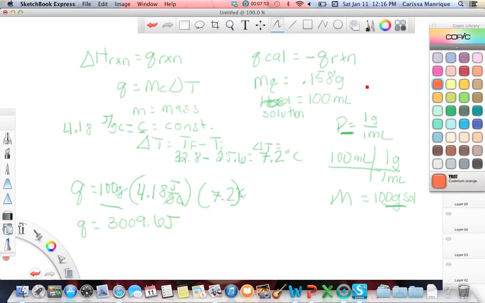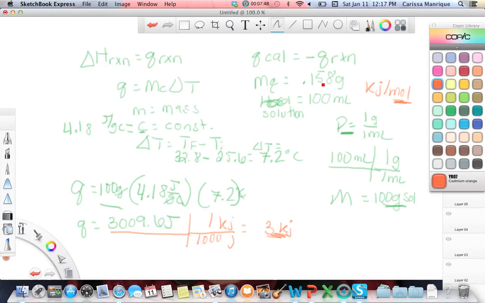But my final units, let me put this in another color. My ultimate thing is kilojoules per mole. Okay? So I don't want joules, I want kilojoules. So let's first convert this to kilojoules. This is just a quick unit conversion. So there are 1,000 joules per 1 kilojoule. So that means you have approximately 3 kilojoules. Okay, so now it's in kilojoules, but I want it per mole.